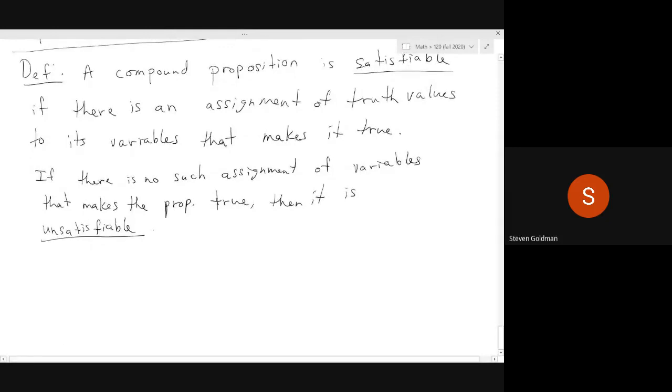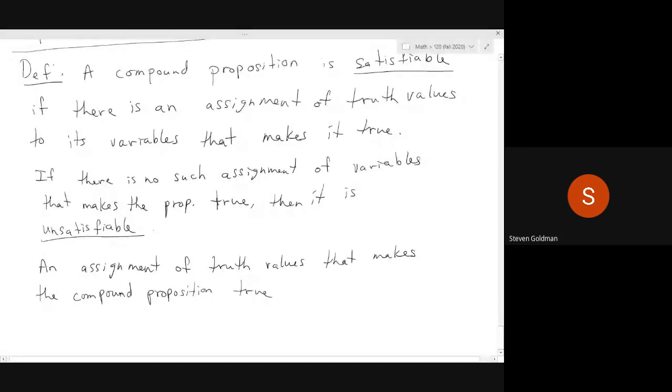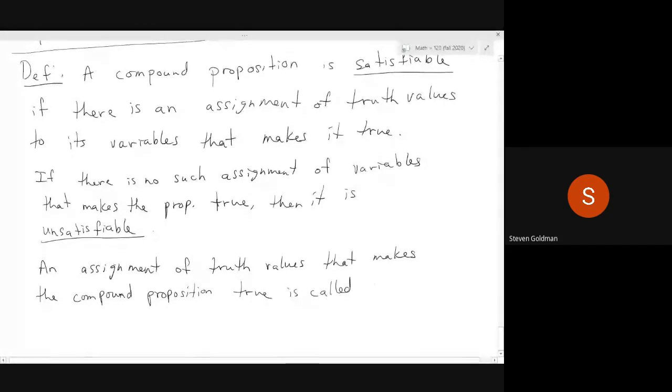All right. When we find a particular assignment of truth values that makes the proposition true, that particular assignment is called a solution. So an assignment of truth values that makes the compound proposition true is called a solution.